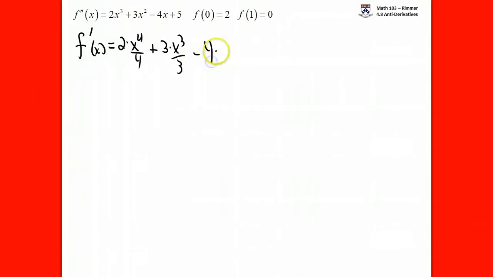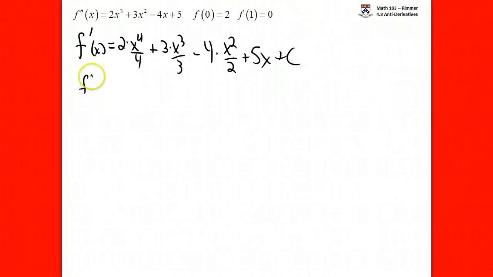Leave the negative 4, go x squared over 2. Simplify later, call it 2x squared. Leave the 5, tack on an x. Tack on a c. Add it on. You've done it. That's the antiderivative once. Let's simplify it.